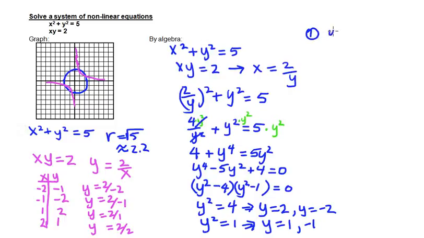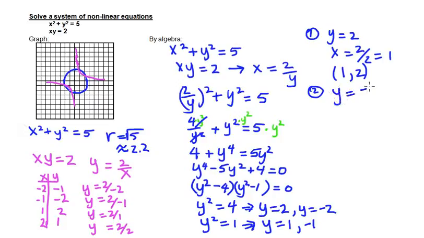So when y is equal to positive 2, we can go back to this equation here with x isolated and say then that x is equal to 2 divided by y, 2 over 2, which is equal to 1. And so from that first solution we get the ordered pair 1, 2. From the second value of y is equal to negative 2, we can again calculate the x, which is equal to 2 divided by a negative 2, and that's equal to a negative 1. And so that solution is negative 2, negative 1.